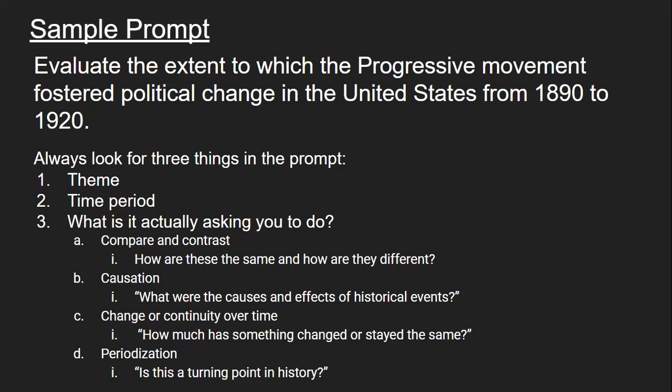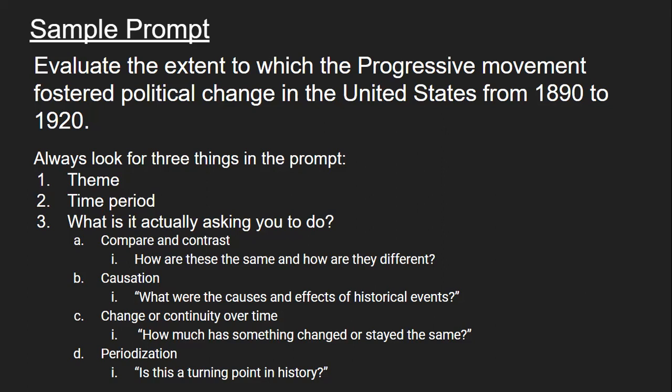So that's why it's important that you read through the prompts multiple times so you know exactly what the theme is. So you're not going off and writing about the social aspects of progressivism, or the economic aspects, or the cultural aspects, whatever it is. This question is specifically asking about political change. So that's the first thing you're looking for in your prompt.